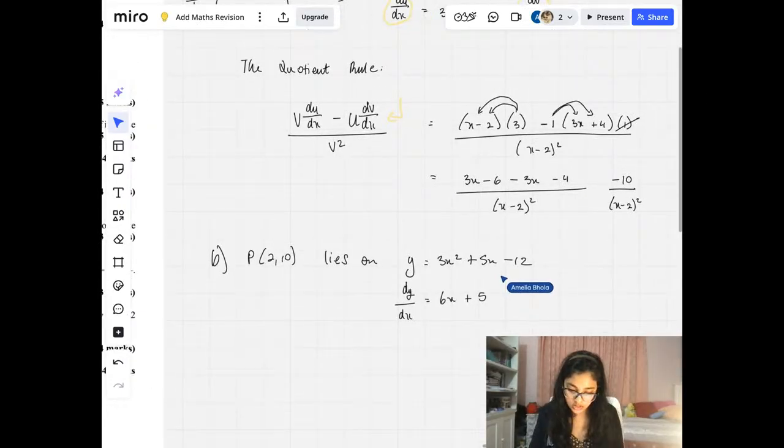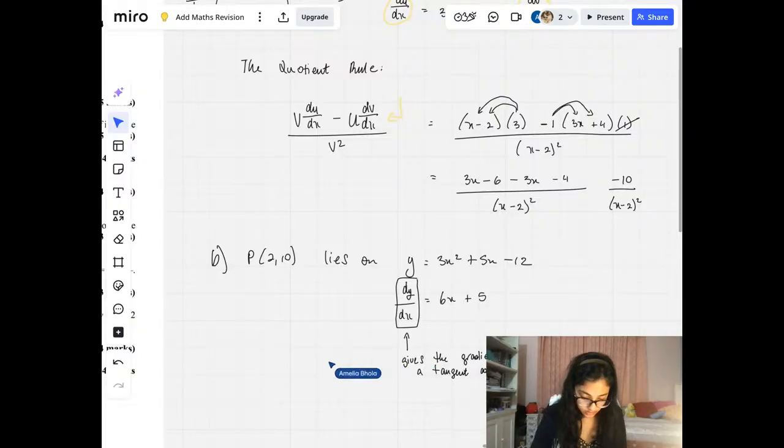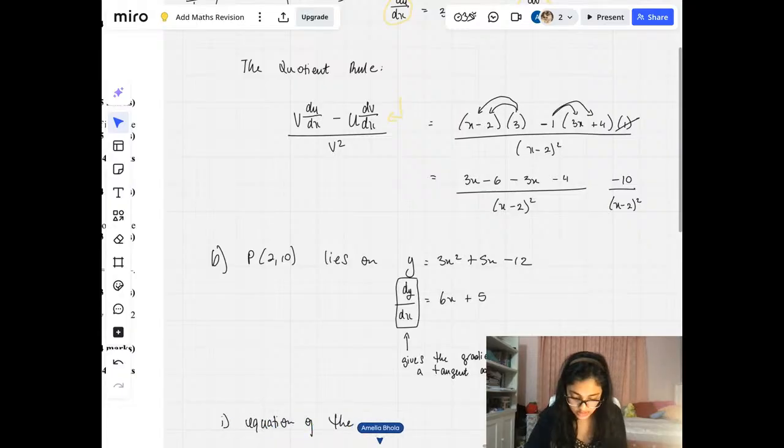Okay. So this over here, the dy dx, this is the gradient of the tangent at a point. This gives the gradient of a tangent at any point. So part 1, I want the equation of the tangent at P.